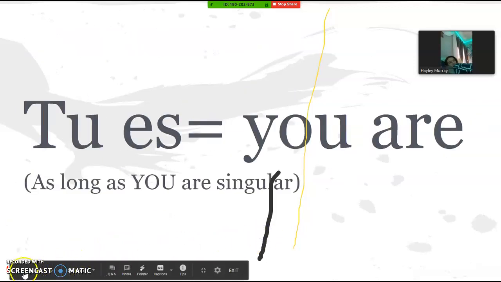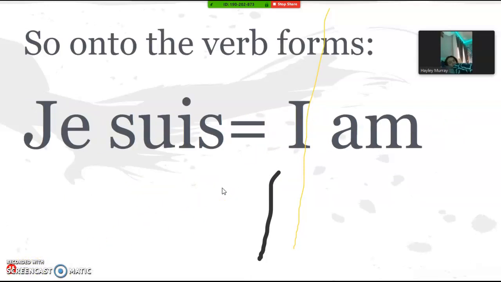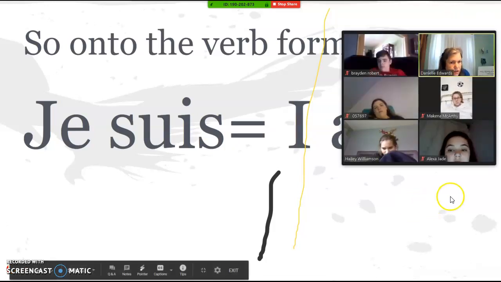Interesting. Okay, so here are the forms. Je suis means I am, and you've used that a lot. Je suis content, je suis bien, je suis fatigué. Yeah? Do you remember all of those?